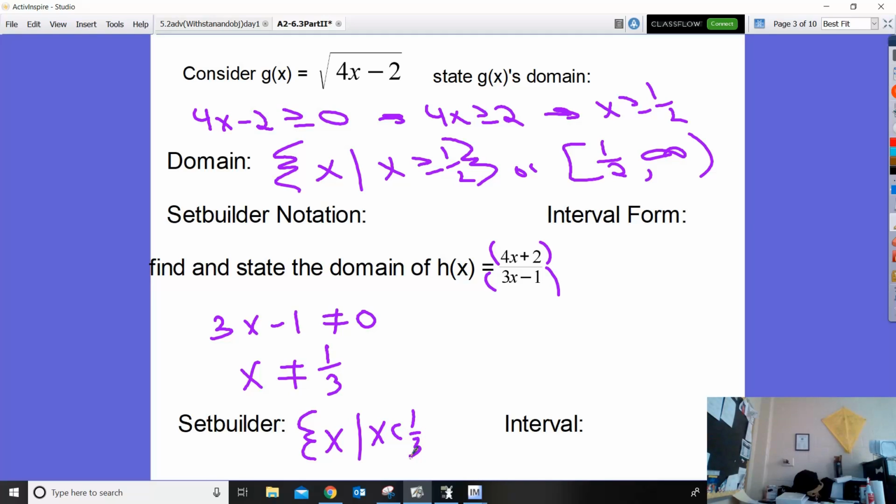X is less than 1/3. X is greater than 1/3. That's set builder. I'm one or the other, but I can't be 1/3. It's easy to figure out what you can't be. It's harder to write what you can be.